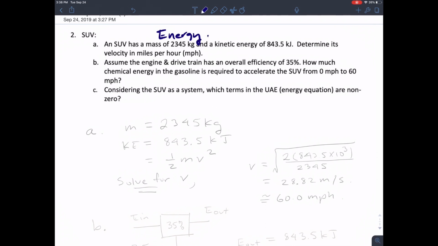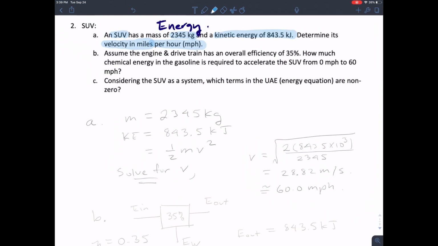Okay, in this problem, we're going to start with an SUV. We're going to know its mass in kilograms, and we're given that the kinetic energy is 843.5 kilojoules. From that, determine the velocity of the SUV in terms of miles per hour. It specifically asks for certain units there. So let's get started with the solution for part A.